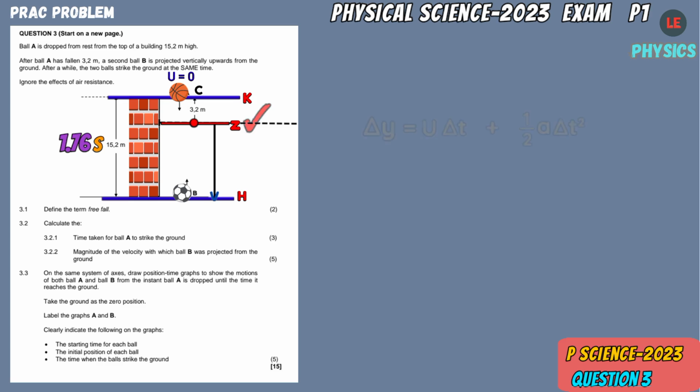So, we will use this equation to calculate velocity, but we don't have the time for how long ball B takes from projection to hit the ground. Since they hit the ground at the same time, we must have the time for ball C from 3.2 meters, since we have the time from 15.2 meters to hit the ground. Let us quickly calculate time for ball C in this 3.2 meters.